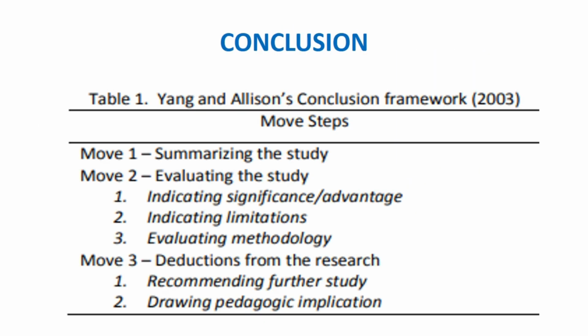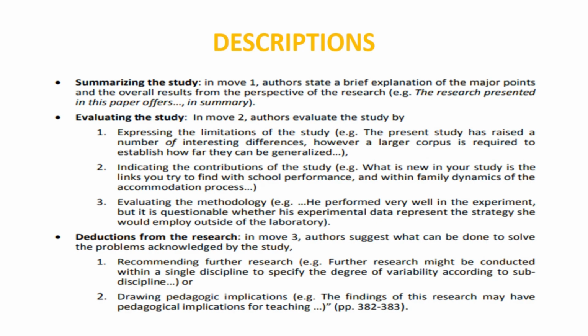And this is the last section of the research articles, which is called conclusion. According to Young and Allison, it contains three moves. Move one is summarizing the study. Move two is evaluating the study, and move three is deduction from the research. Summarizing the study, of course, we state the important findings of our study, and we don't repeat what we have written in the same way. We can use a different way of addressing the same things.